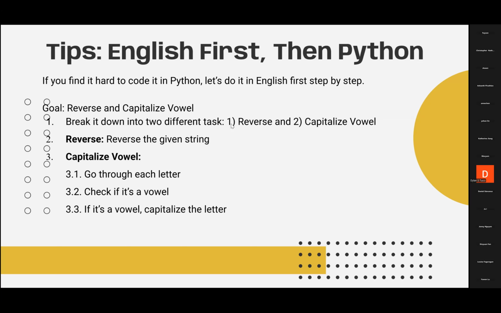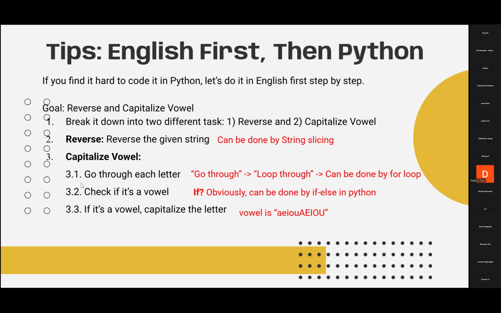And now we have to code it in Python. So to reverse a string, you can do string slicing, or you can just use a for loop and append the characters backward.